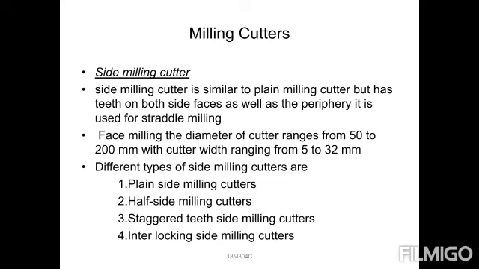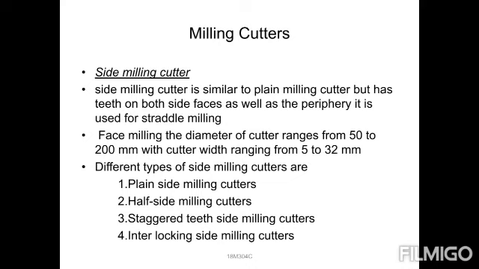Next one is the side milling cutter. A side milling cutter is similar to the plain milling cutter, but has teeth on both side faces as well as the periphery, used in straddle milling. So one type of operation is straddle milling, in continuation we will discuss that, right? As before, the side milling cutter is similar to the plain milling cutter, but teeth are provided on both sides as well as the periphery. We can observe it in the figure also.